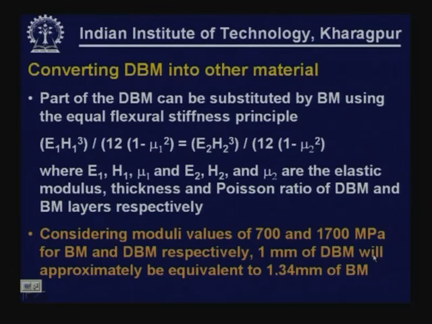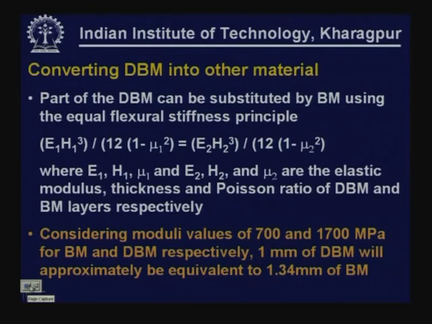Normally, part of the DBM that comes out as the requirement on the basis of the analysis and on the basis of the design that we do, part of this can be substituted by bituminous macadam, or one material can be substituted in terms of another material using the equal flexural stiffness principle. This is also recommended in IRC 37.